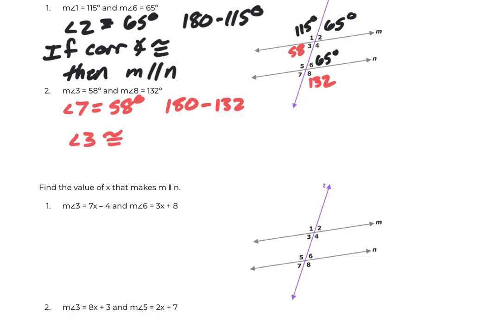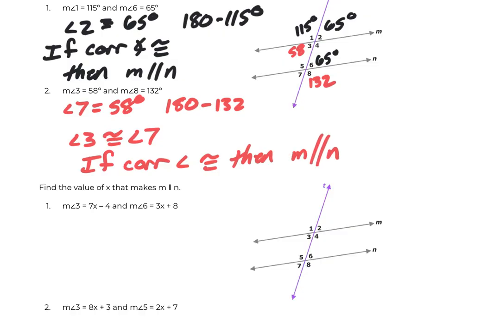Now, angle 3 and angle 7 are congruent. What kind of angles are angle 3 and angle 7? What type of relationship do we call that? One's inside, one's outside, and they're on the same side. Corresponding, yep. And so we're going to say if corresponding angles are congruent, then M is parallel to N. And that would once again be the corresponding angles converse, because it's the converse of what we did yesterday.